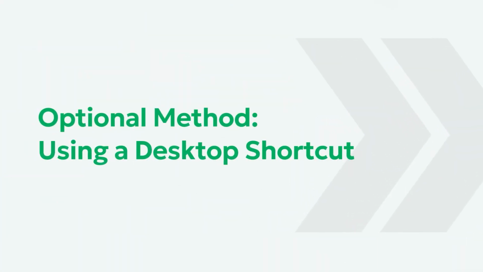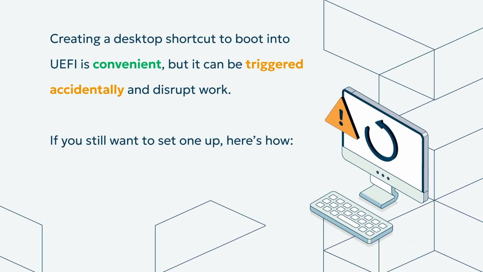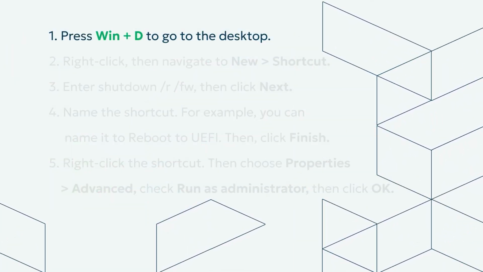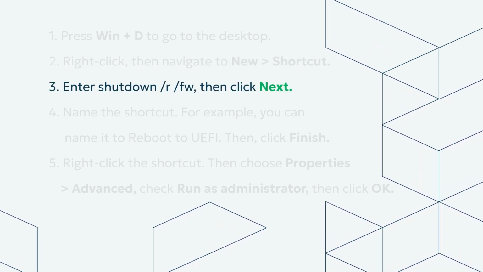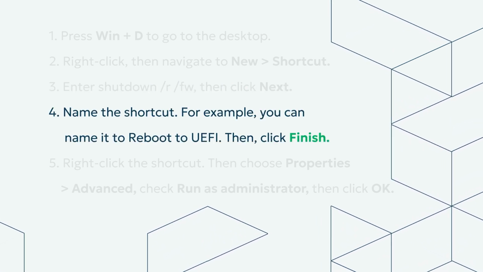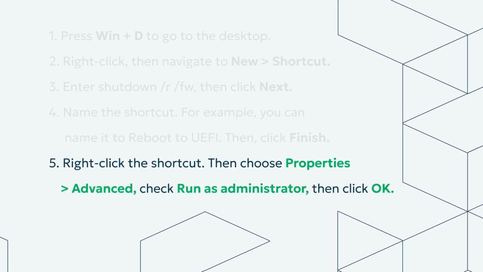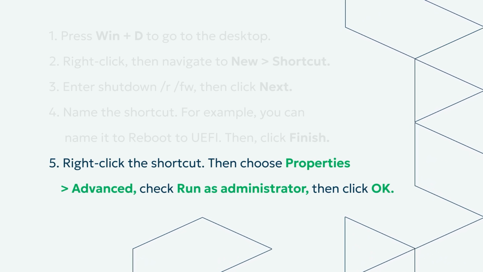Optional method: using a desktop shortcut. Creating a desktop shortcut to boot into UEFI is convenient, but it can be triggered accidentally and disrupt work. If you still want to set one up, here's how. Press Win+D to go to the desktop. Right-click, then navigate to New, Shortcut. Enter shutdown /r /fw, then click Next. Name the shortcut. For example, you can name it Reboot to UEFI. Then click Finish. Right-click the shortcut, then choose Properties, Advanced, check Run as Administrator, then click OK.